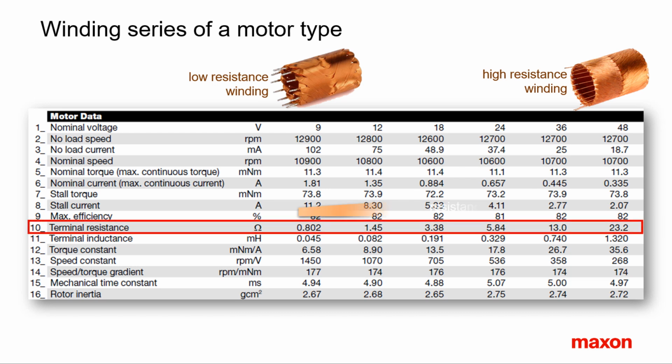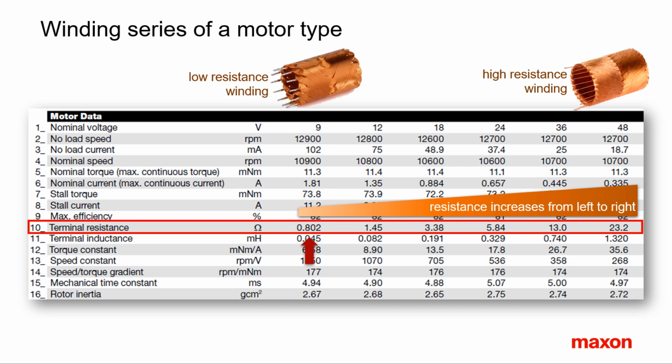The different windings of a motor type are listed in columns, the resistance increasing from left to right. The first winding on the left is made with a wire of the largest diameter. Accordingly, its resistance is low and the currents needed are high, however, at a low voltage. The last winding on the right is made with the thinnest wire. The resistance and the needed voltages are high, but there is only a low current flow.